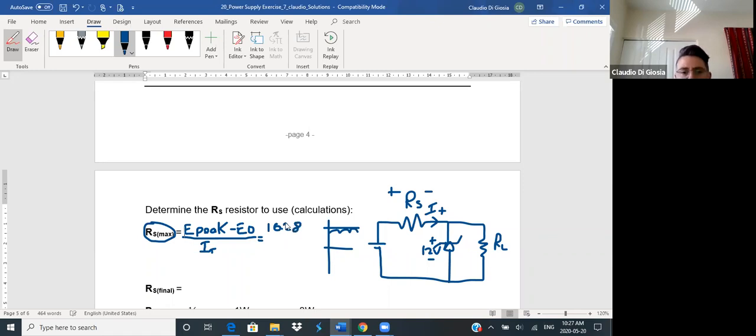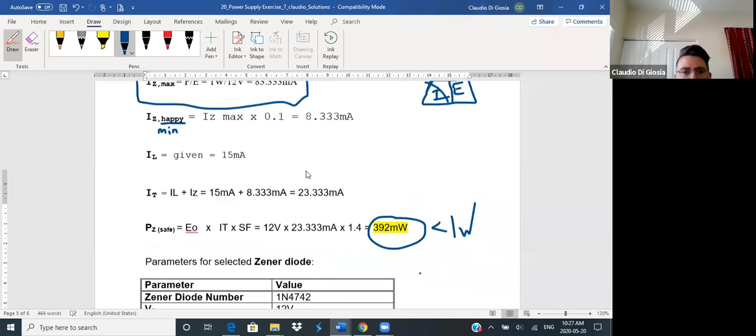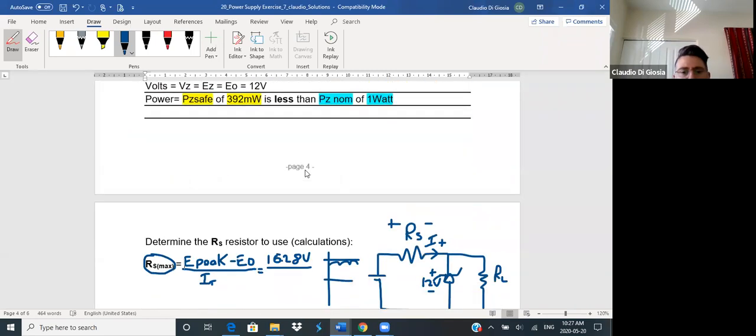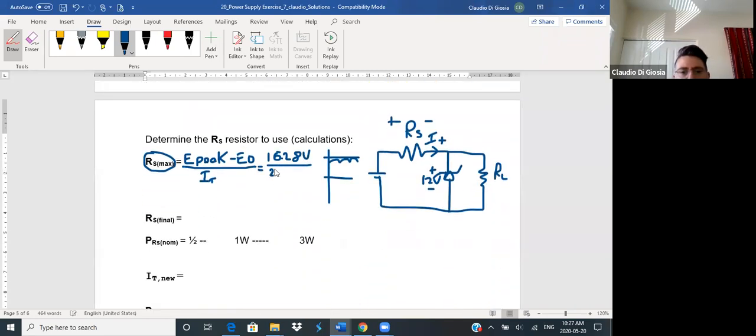I'm not writing everything out because I don't have much room here. So volts, and the amperage, I forget. What was the amperage? It was 23.333 milli. So 16.28 divided by 23.333 is 697.72 ohm.